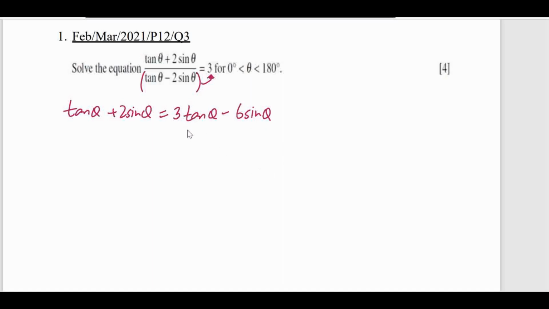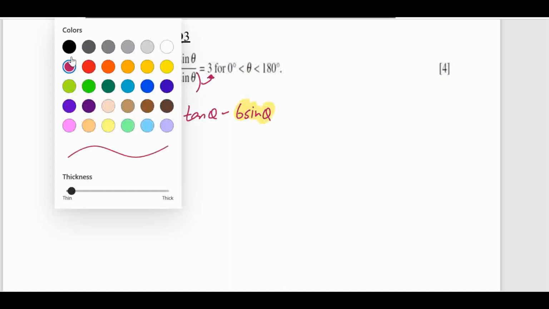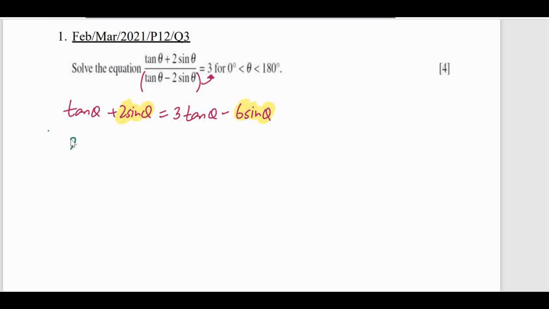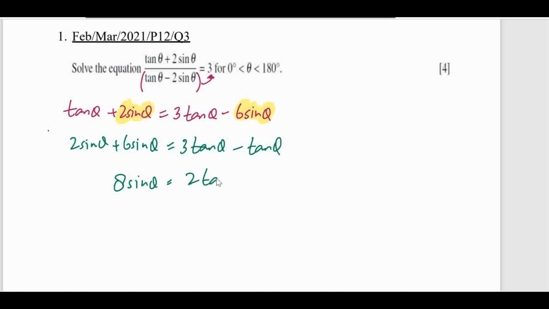Now what we have to do is we have to simplify it further. We can see that we have two like terms, 2 sine theta and 6 sine theta. Now if we rearrange it, so this will be 2 sine theta plus 6 sine theta is equals to 3 tan theta minus tan theta. Then this will be 8 sine theta is equals to 2 tan theta.